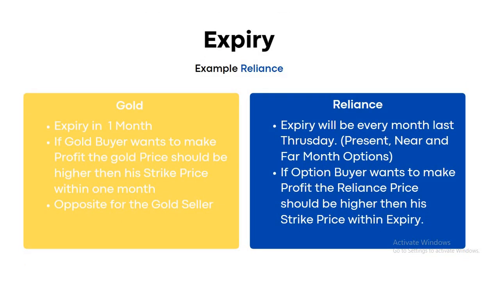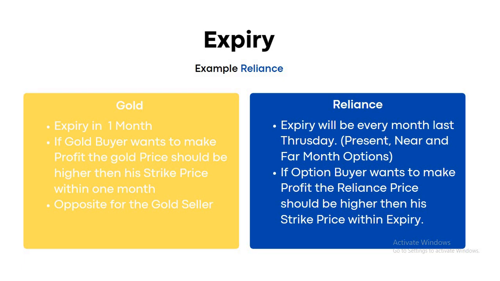The next terminology is expiry. In the example of gold, they made a contract for 1 month. After 1 month, it is known as expiry. So if the gold buyer wants to make a profit, the underlying price has to increase above the strike price by the expiry, okay, and it will be the opposite for the gold seller. If the gold seller wants to make a profit, the underlying price shouldn't increase above the strike price within the expiry, okay.